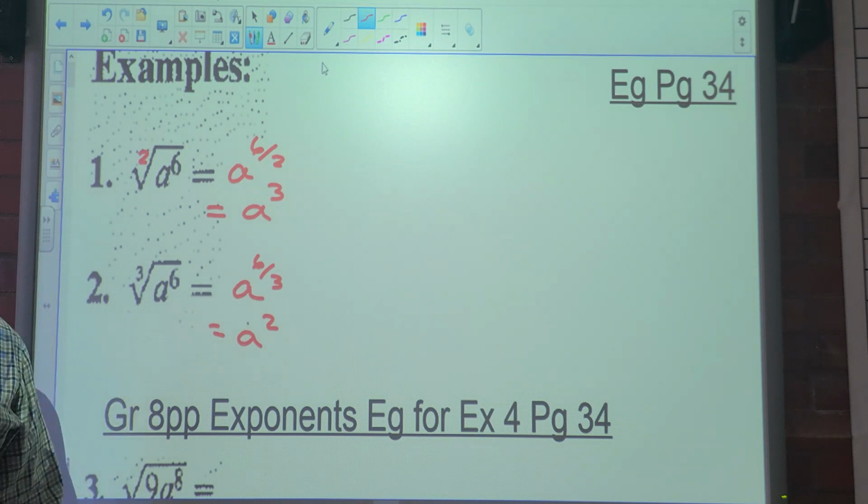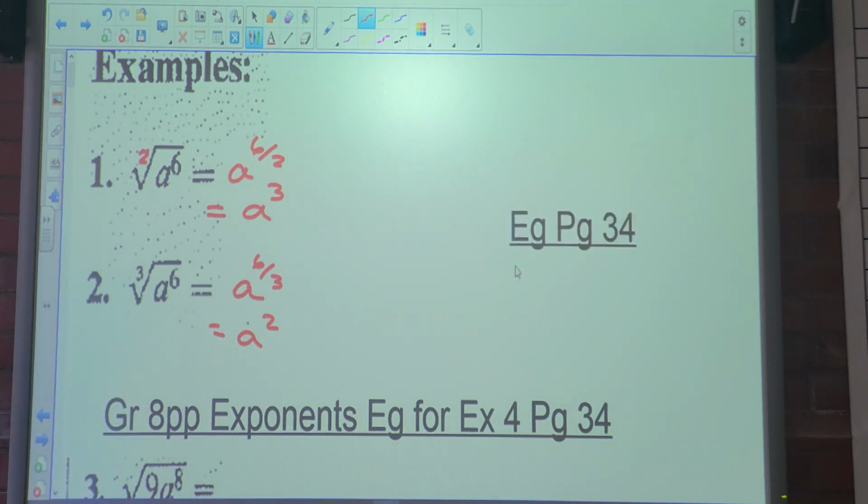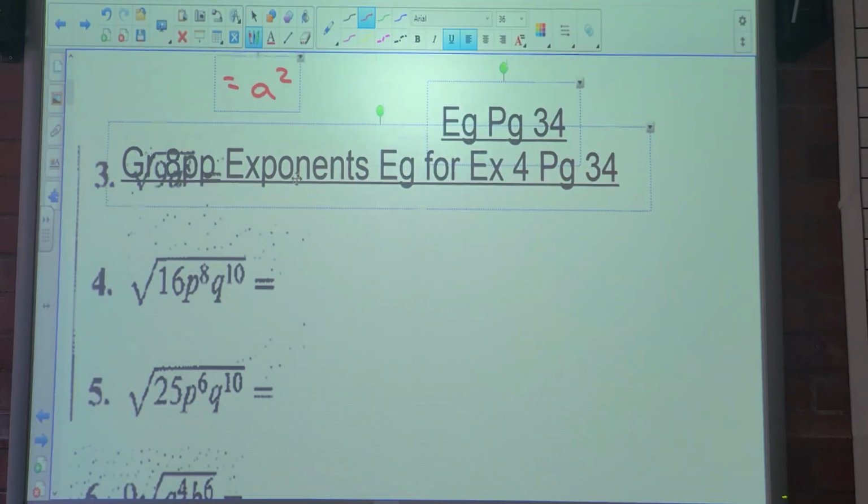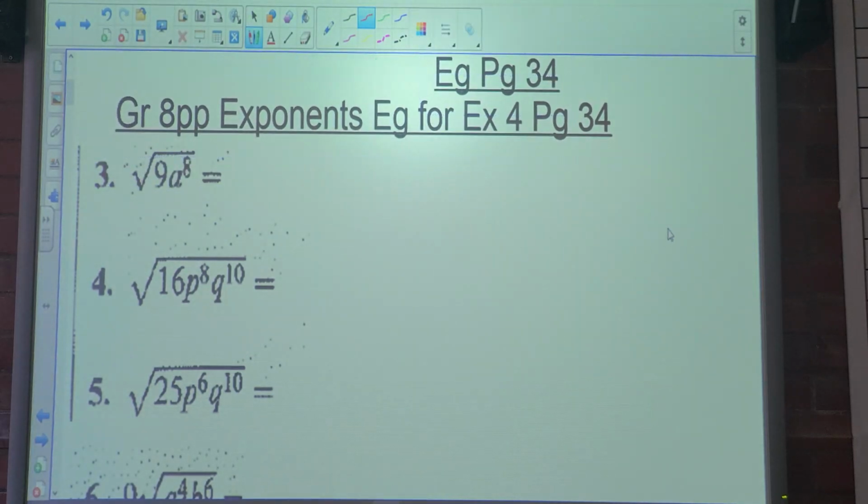Not yet. Okay? You're not confused until we give you exactly the same sum in your exam. Then that is where the problem is.